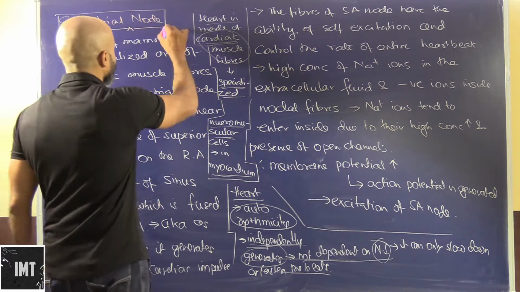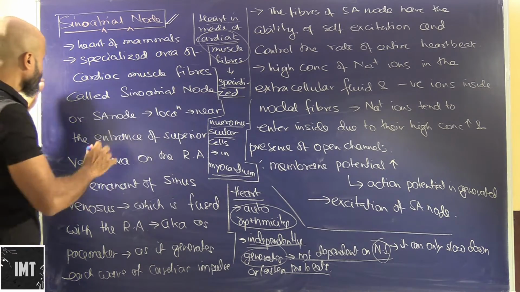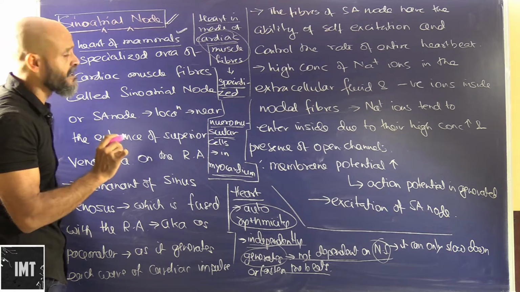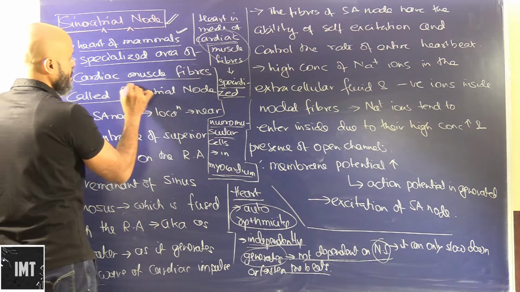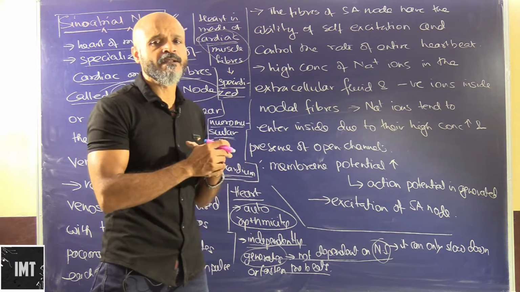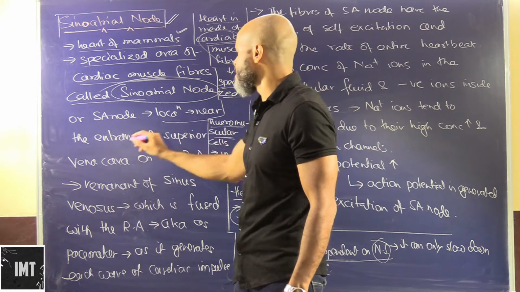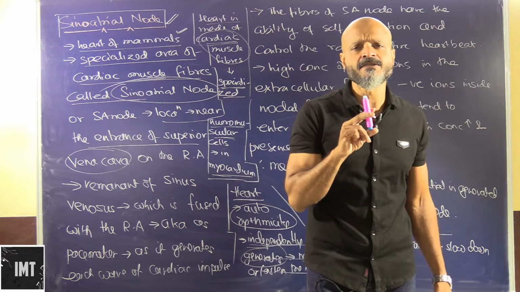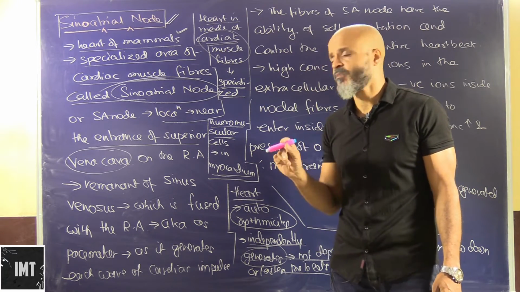Now if we look into the sinoatrial node, which is a very important part of the heart, it is present in the heart of mammals. It is a specialized area of cardiac muscle fibers, and that's the reason it is known as the sinoatrial node. It is located near the entrance of the superior vena cava, which carries the blood from the upper part of the body to the heart.